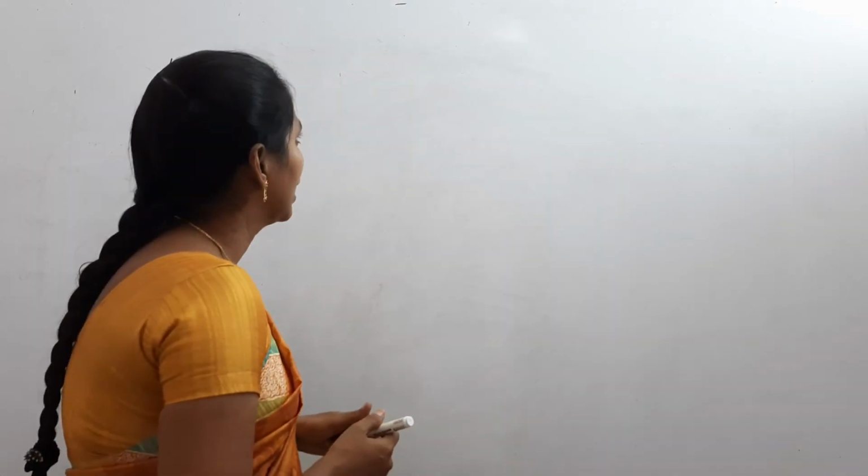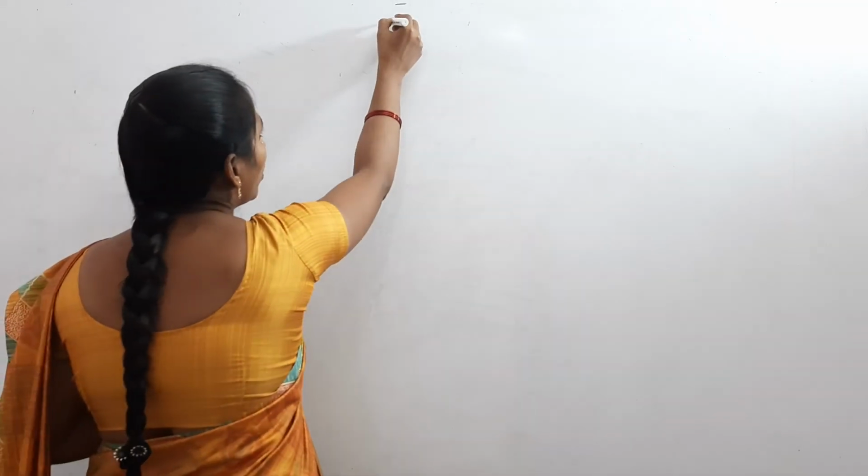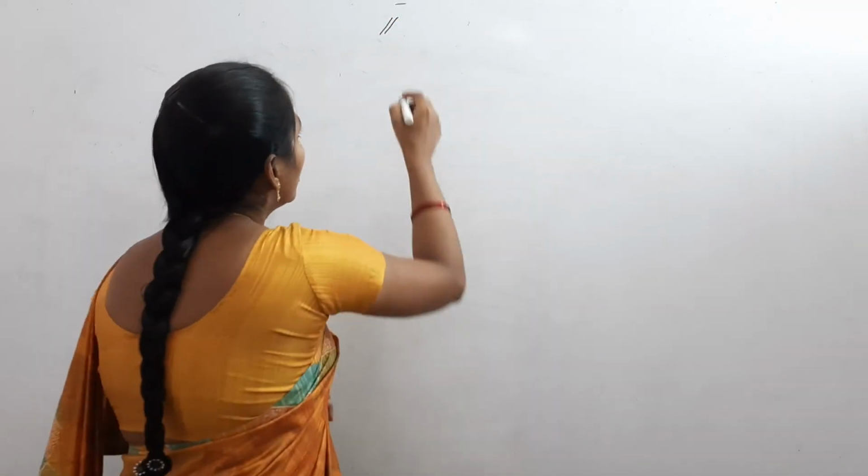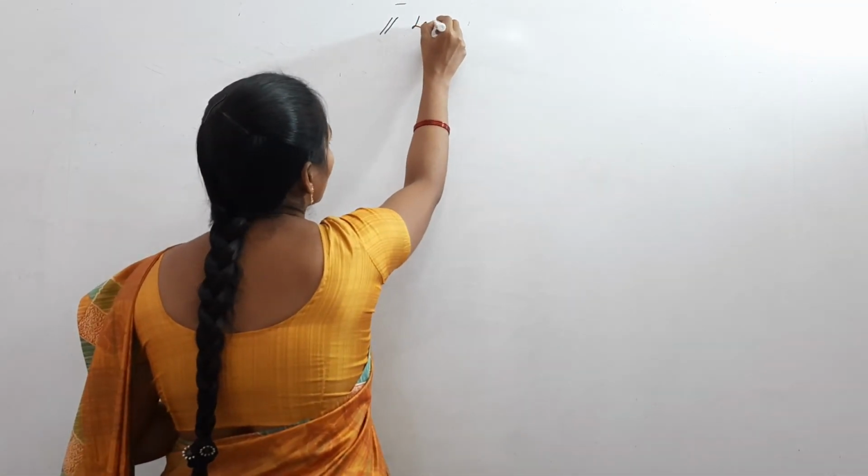Now coming to the program: write a C program to check whether the given year is a leap year or not. First of all, you have to take the year from the keyboard as an input. Then by using conditions, check whether it is a leap year or not. Then finally display whether it is a leap year or non-leap year. See here, I want to write the program title: leap year or not.